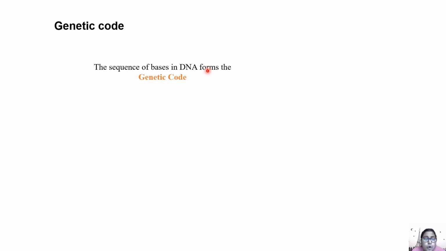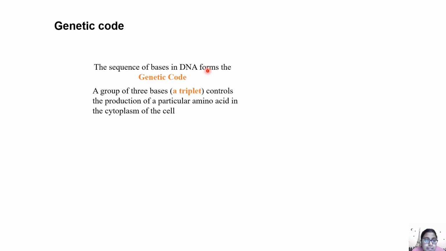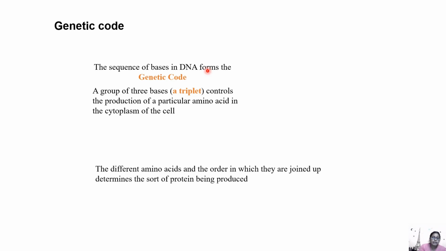We have talked about the genetic code as well. The sequence of bases in DNA forms the genetic code. A group of 3 bases, a triplet, controls the production of a particular amino acid in the cytoplasm of the cell. The different amino acids and the order in which they're joined up determine the sort of protein being produced. If there is a mismatch of amino acids, or any mutation in one of the bases, the frame of reference will change and it will give rise to completely different amino acids.